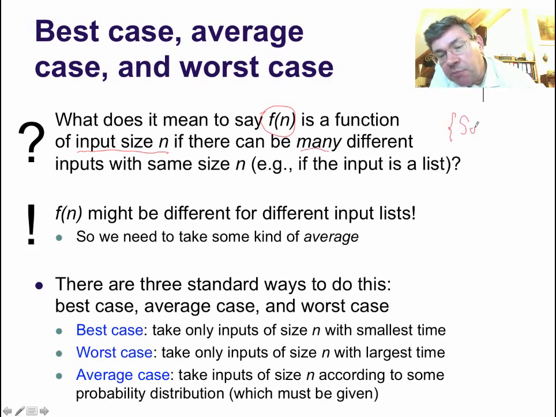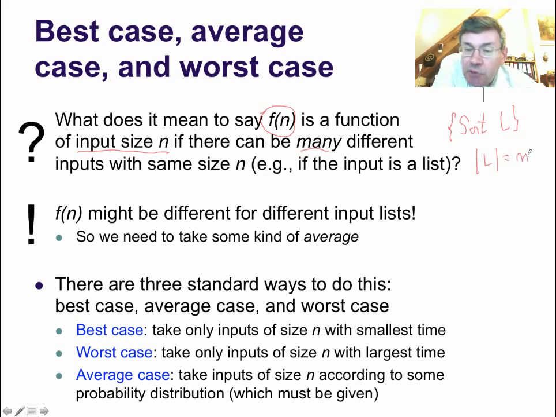What if we have, for example, a sort function, sort of L, such that the length of L is n? If we give this sort function a list that's already sorted, all it has to do is check that, and the complexity is O(n). If the list is not sorted, it has to run some sorting algorithm, and it could be n squared or n log n. So the complexity can depend on the input.